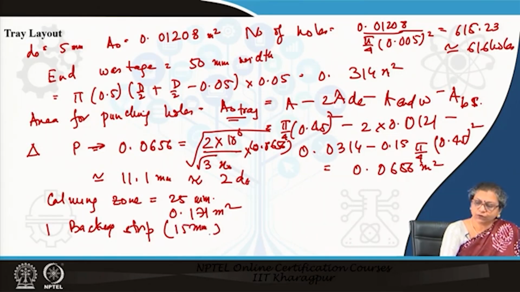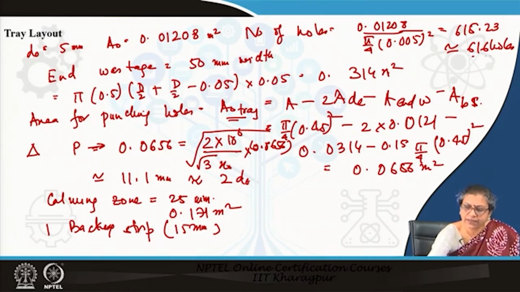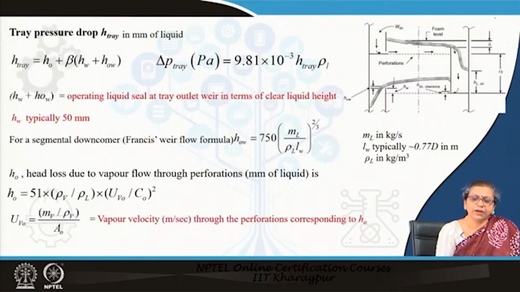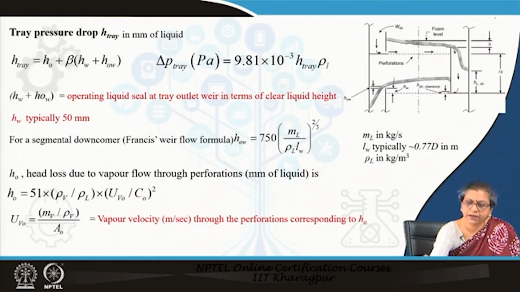So, in total what we have here, we are having 616 holes and this has been accommodated in a triangular pitch where the pitch is twice the diameter. Fine. So, next after this, what is the next thing that we will be doing? Once this is done, then we will be going for calculating the tray pressure drop. Now, what will be the tray pressure drop? You tell me, on the tray what is there? There is a liquid level. What is the liquid level?